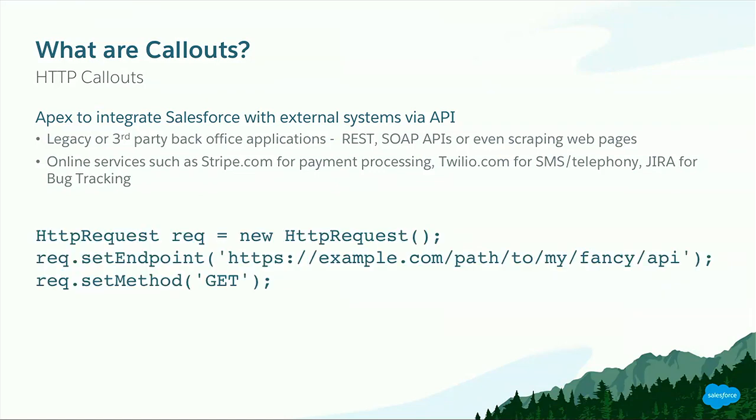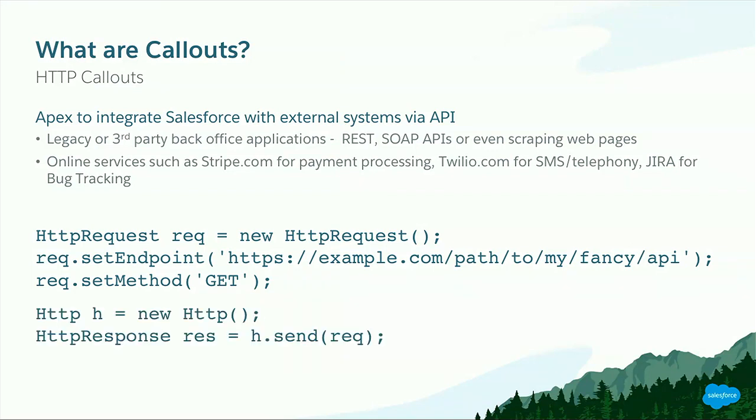So here's a simple start to the request. I start up an HTTP request, set my endpoint, set the method, and then from there, I'm able to send the request, get the response, and do what I want to do with it. So this is a really straightforward example.